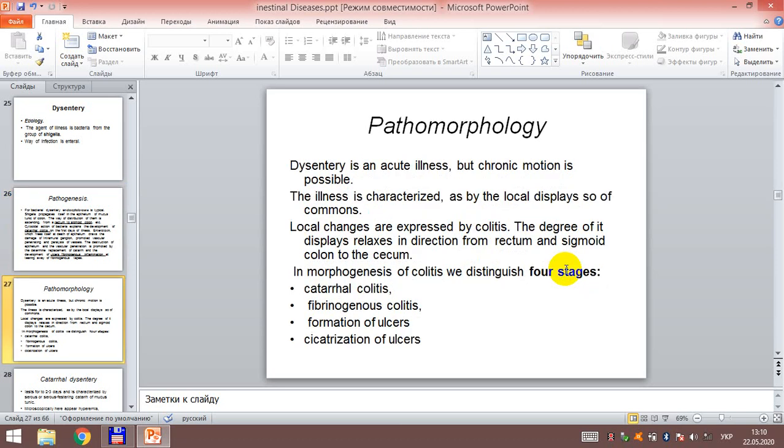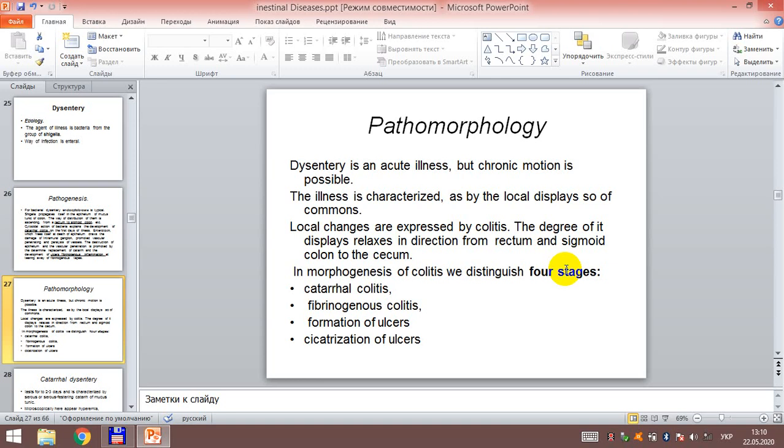Pathomorphology of dysentery. Dysentery is an acute illness, but chronic course is possible. The illness is characterized by both local and common displays. Local changes are expressed by colitis. The degree of displays lessens in the direction from the rectum and sigmoid colon to the cecum.